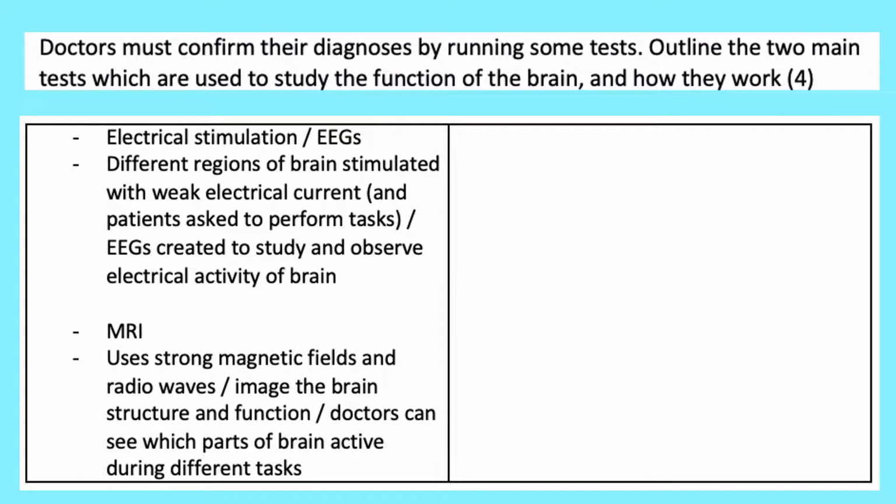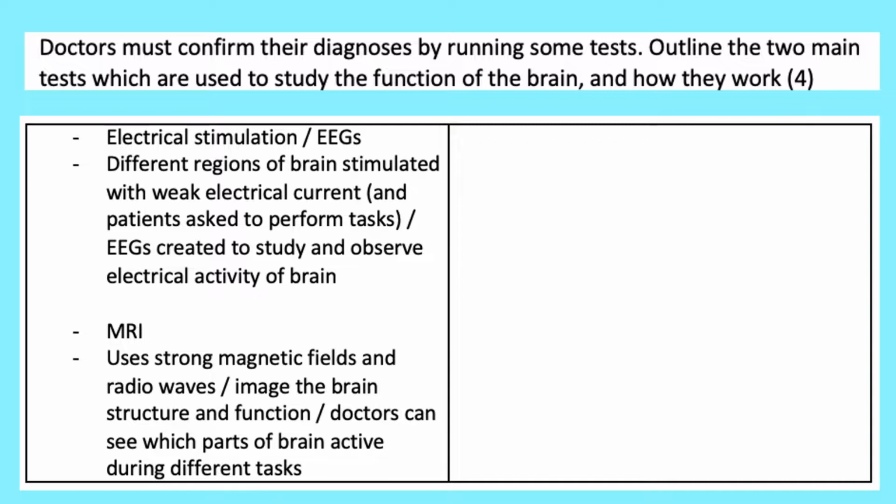So the first way that the brain activity can be measured is using an electrical stimulation or an EEG. They're the same thing. And the way that this works is that different regions of the brain are stimulated with a weak electrical current. So a little electrode is placed on the head, or little stickies. And the patients will be asked to perform some simple tasks. So it might be using some sort of puzzle. And the EEGs will be created and they will be studied. And it basically observes the electrical activity of the brain. So it's almost like an ECG, but of the brain, looking at the electrical activity and sort of forming a graph of it.